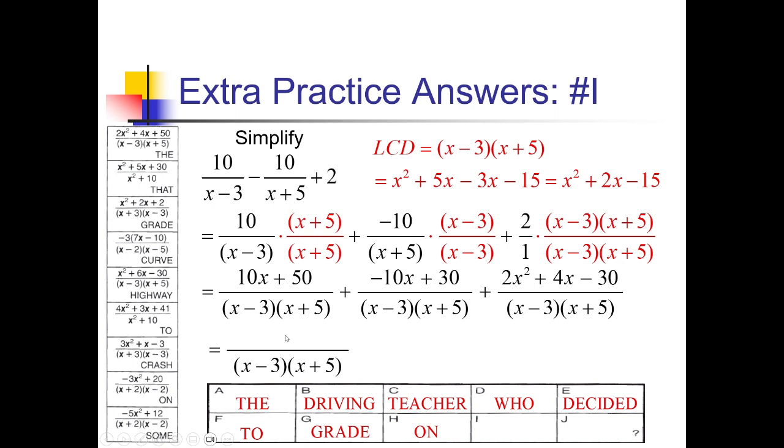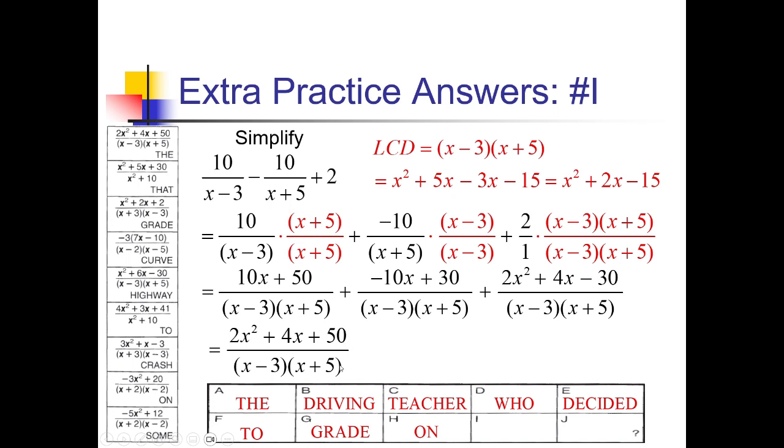And then I'll do the x squareds first. The only squared term is this 2x squared, so that's coming along for the ride. Now for the x's, I have a 10x and a minus 10x that are canceling. And then I have this 4x that's all by itself, so it's got to be a plus 4x there. For the constants, we have a 50, plus 30 is 80, minus 30 is back to 50, so plus 50.